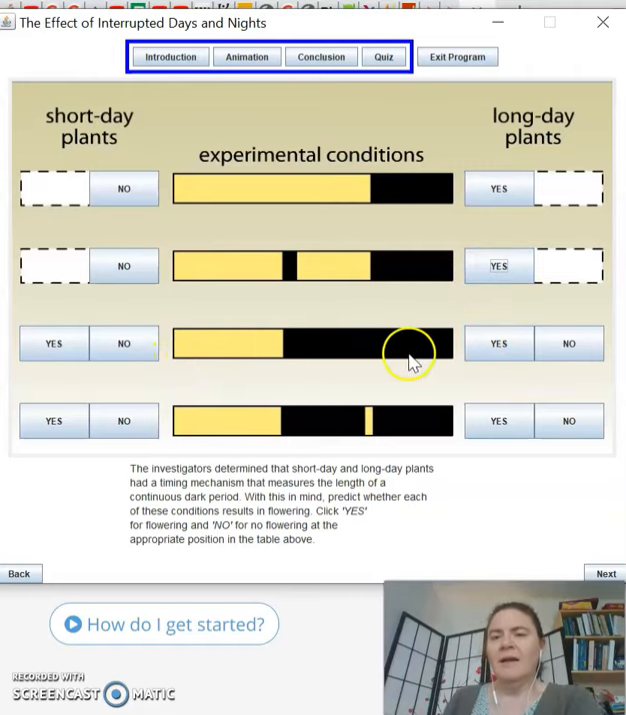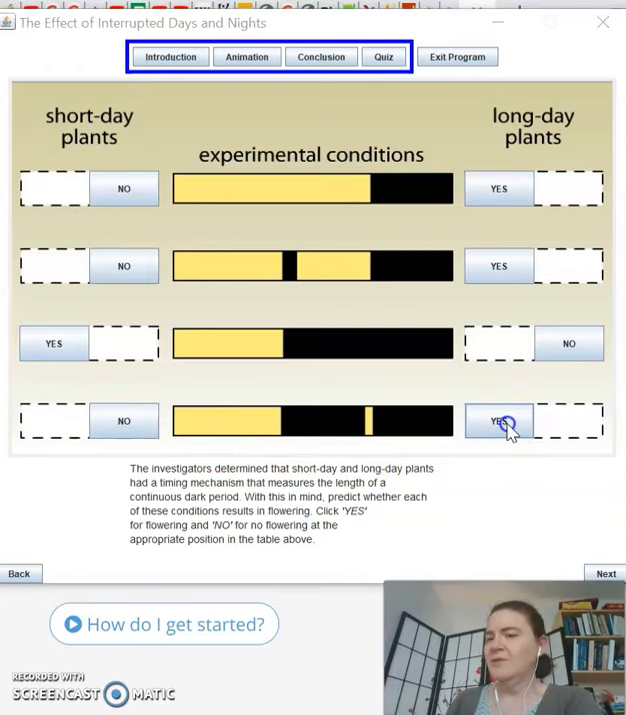Now we've got a long night, short day. Should we get flowering in the short day plants? Yes. Should we get flowering in the long day plants? No. Interrupt the night, should we get flowering? No. Should we get flowering in long day plants? Let's try yes. We are correct.